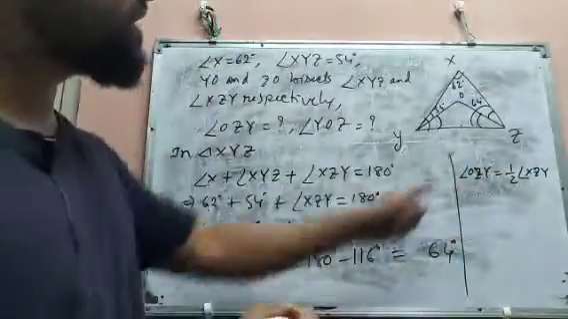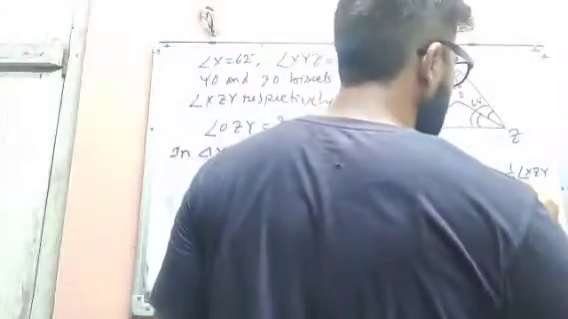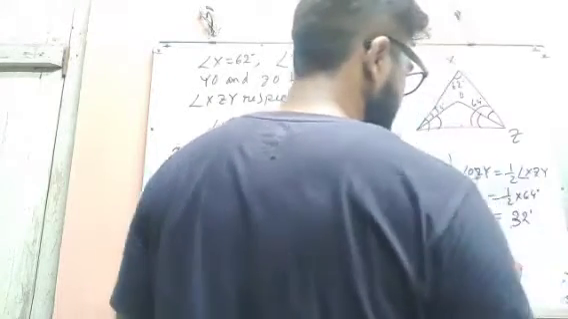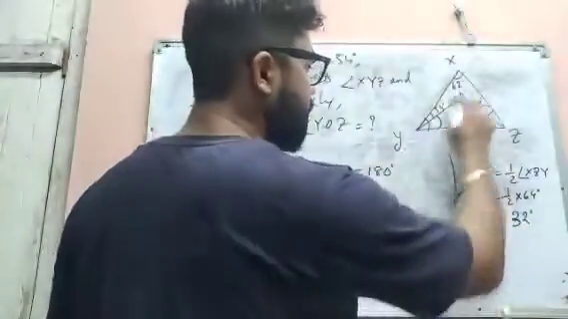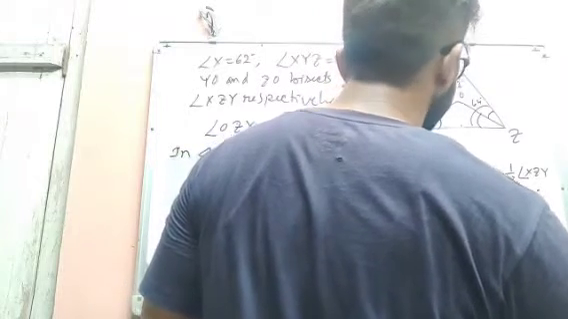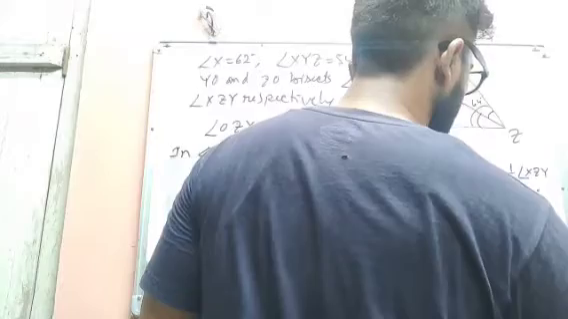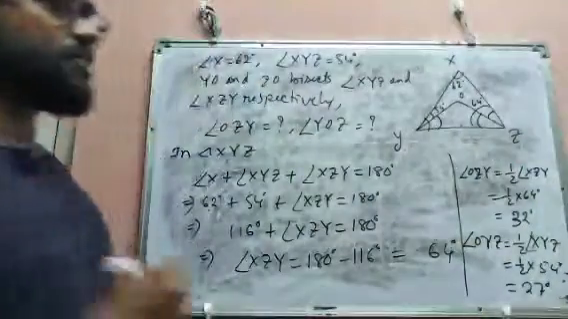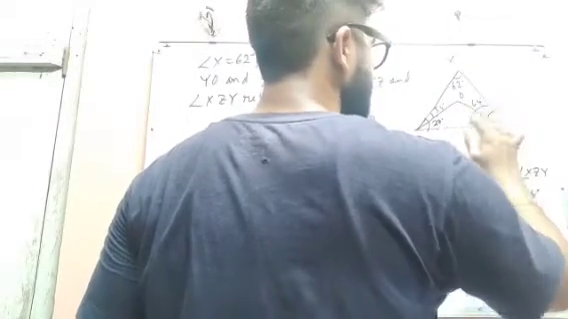Angle OZY will be half of angle XZY, or half of 64 degrees. That means 32 degrees. And angle OYZ is equal to half of angle XYZ, or half of the XYZ value we have got, 54 degrees. That means we will get 27 degrees. Okay, so we have got the small angles: this becomes 27 degrees and this becomes 32 degrees. Okay, so we are asked to find that angle.